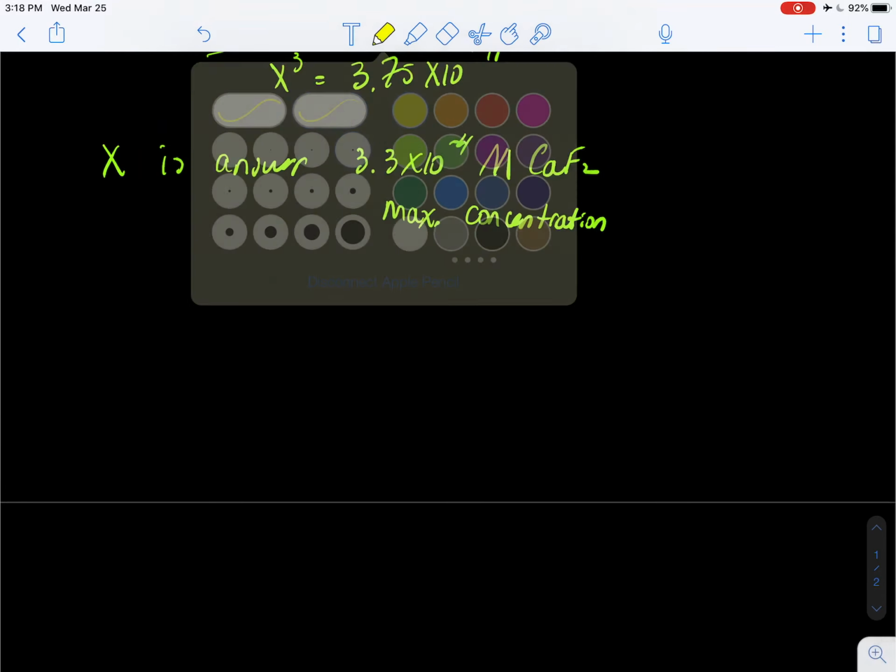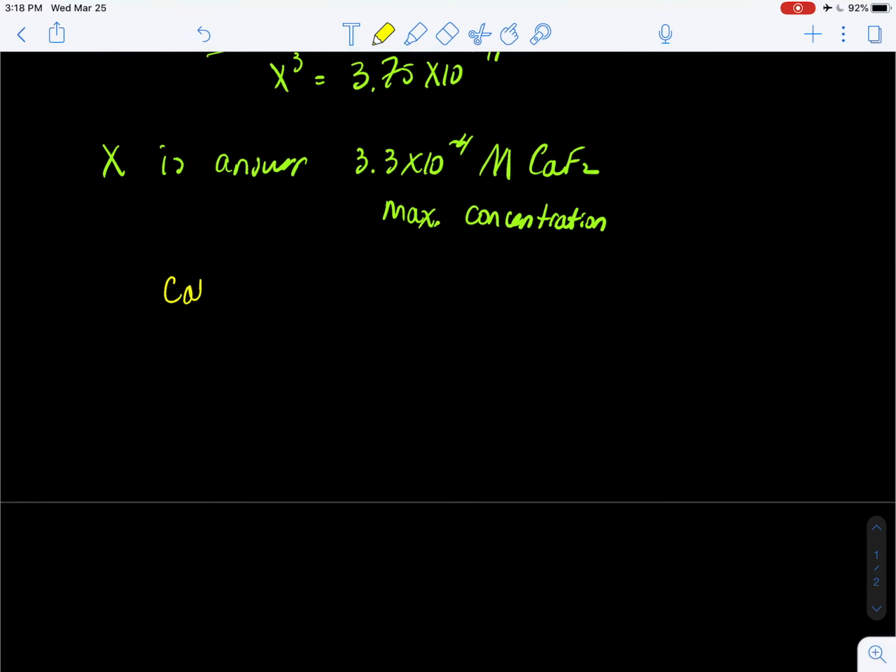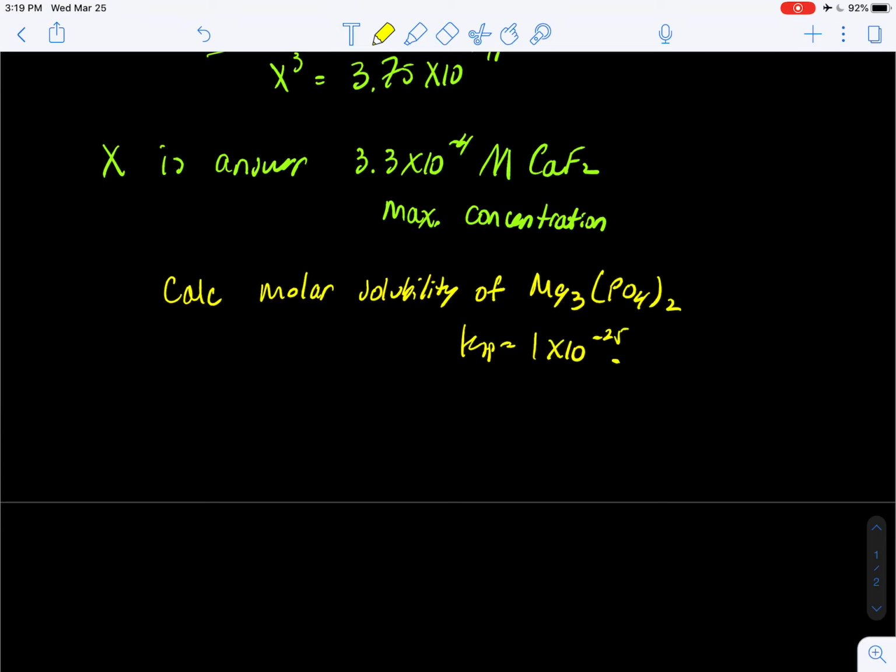Why don't you give it a try? Calculate the molar solubility of magnesium phosphate. KSP is 1 times 10 to the minus 25. Okay. All right, and that brings us up to the end of this portion.